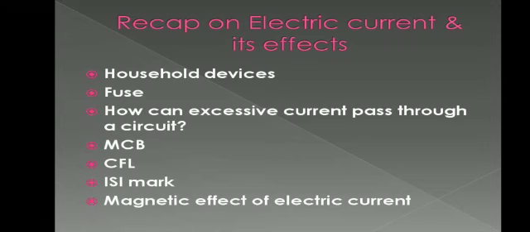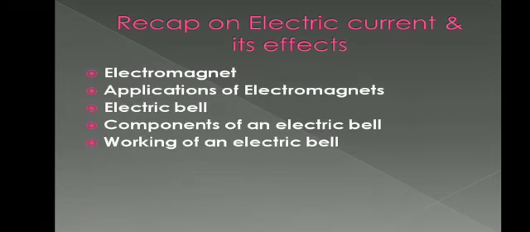Magnetic effect of electric current. When an electric current is passed through a wire, it behaves like a magnet. This is called the magnetic effect of electric current. This was discovered by a scientist named Hans Christian Ørsted. Electromagnet. A magnet whose magnetic field is generated with the help of electric current is called an electromagnet. The electromagnet is formed because of the magnetic effect of electric current.